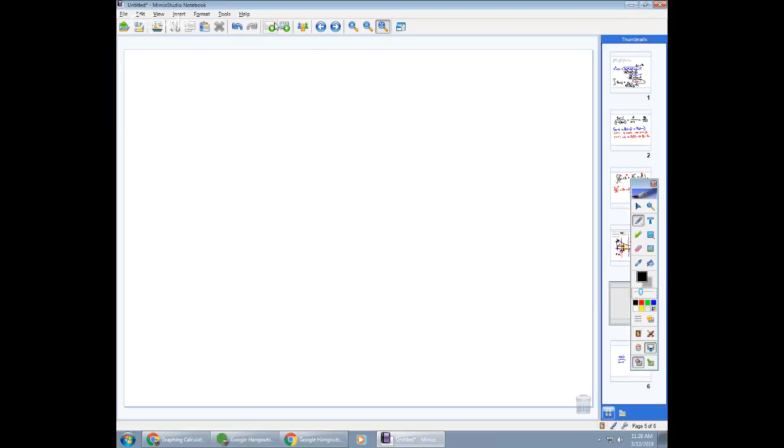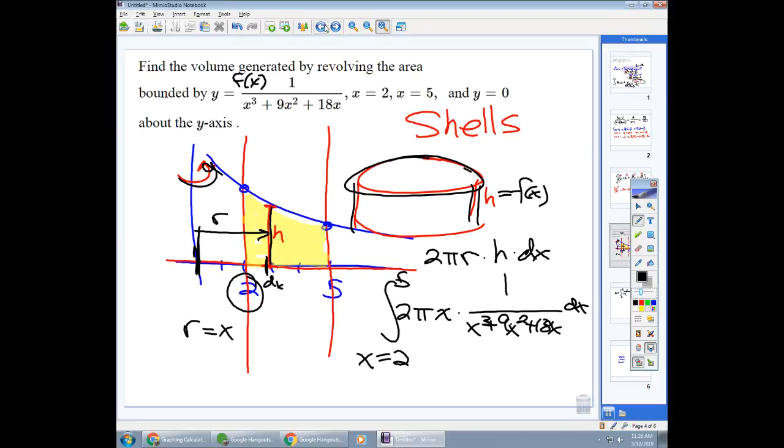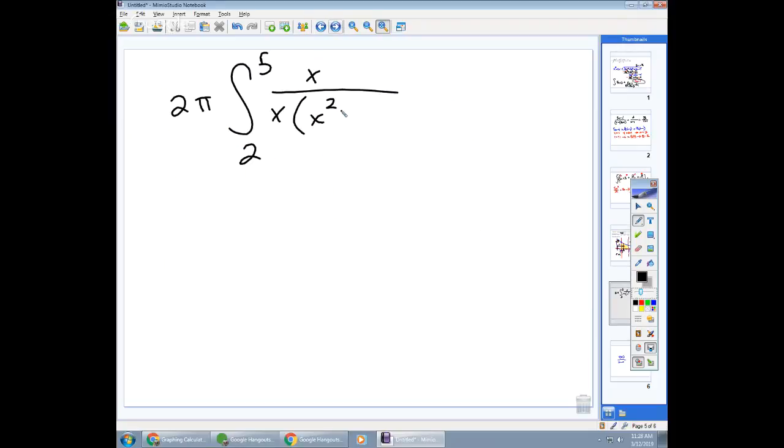New page. So I'm going to pull the 2 pi out. That's a constant. I'm going from 2 to 5. That leaves me an x over, and I'm going to try and factor that thing. I can pull an x out of it, which is very convenient, leaving x squared, 9x, and then 18. X squared plus 9x. Was it all pluses?